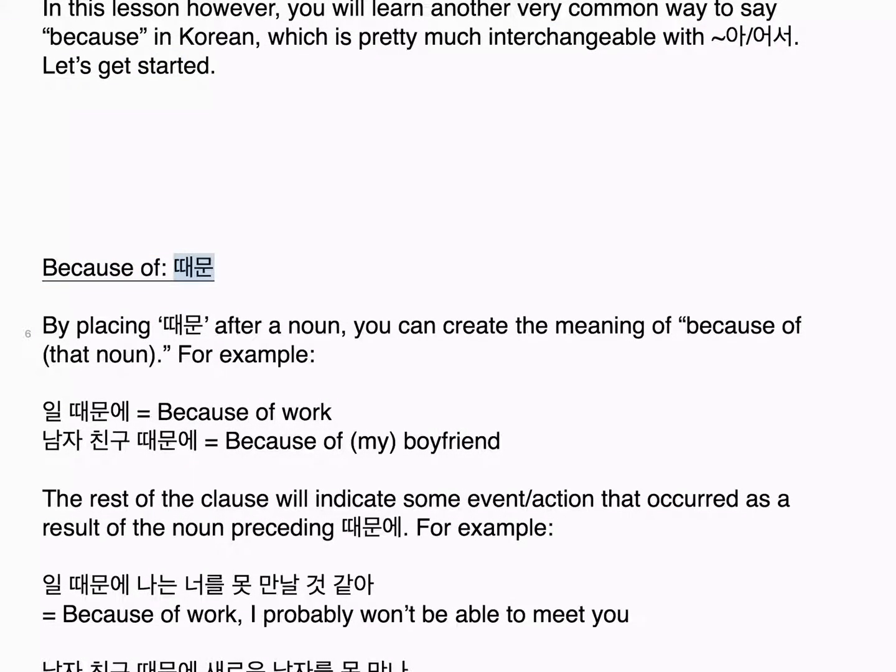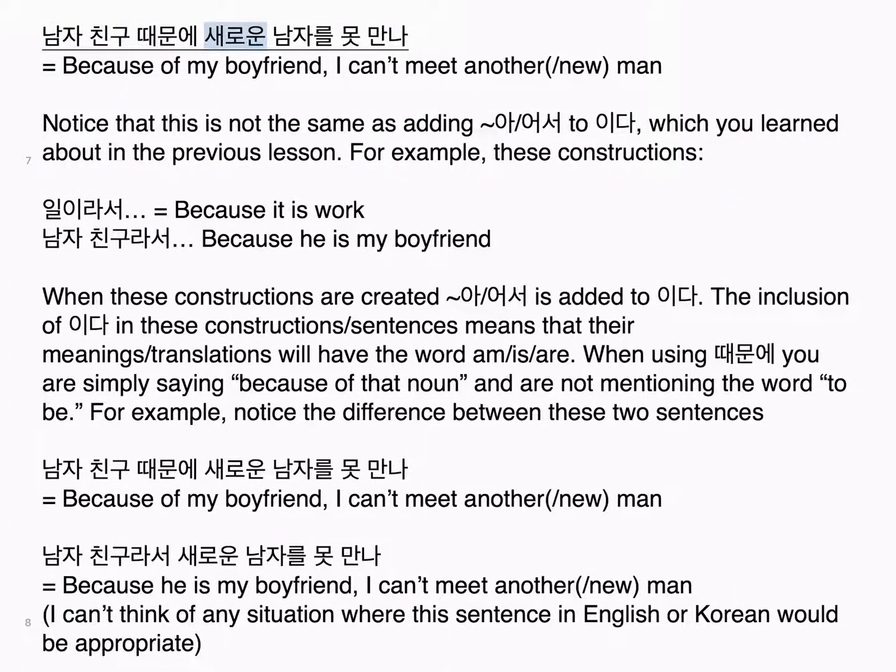Because of: 때문에. By placing 때문에 after a noun, you can create the meaning of because of that noun. For example, 일 때문에, because of work. 남자친구 때문에, because of my boyfriend. The rest of the clause will indicate some event or action that occurred as a result of the noun preceding 때문에. For example, 일 때문에 나는 너를 못 만날 것 같아. Because of work, I probably won't be able to meet you. 남자친구 때문에 새로운 남자를 못 만나. Because of my boyfriend, I can't meet another new man.